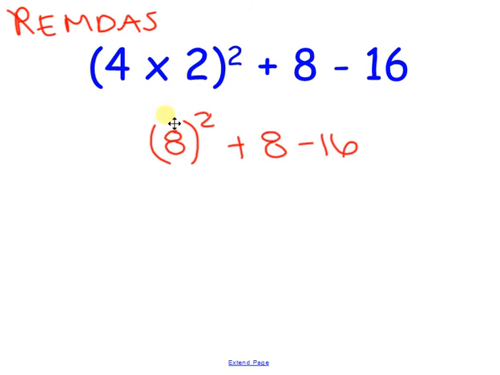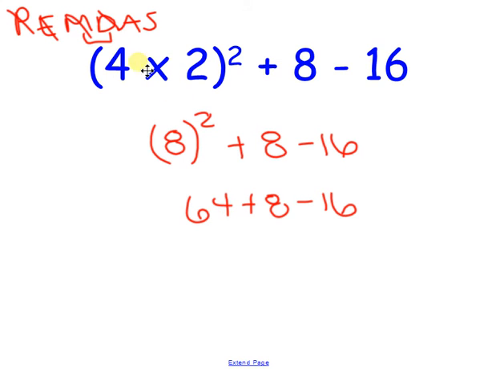All right. Now I do my exponent. I have one right here. 8 to the second power means 8 times 8, which is 64, and I'm going to rewrite the rest of the problem. Multiplication and division in order from left to right. I actually have no multiplication and division, so that's checked off.